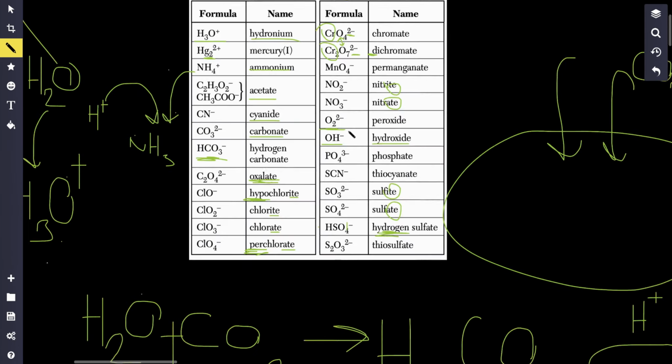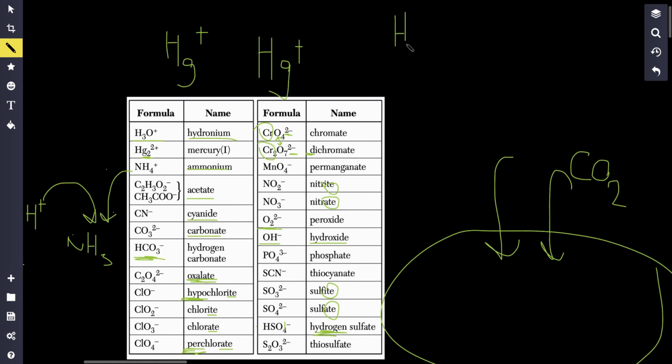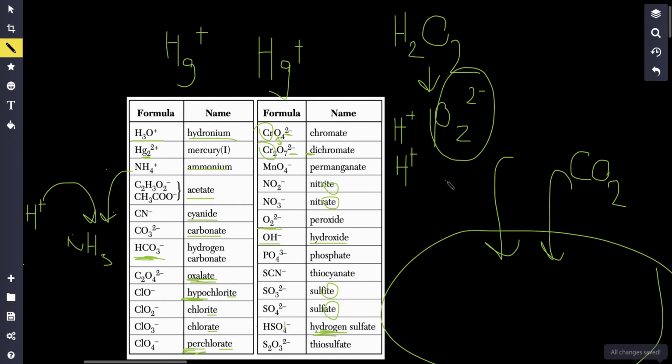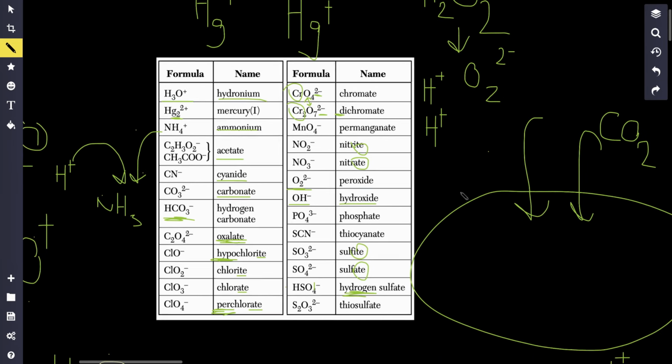Peroxide, hydrogen peroxide, H2O2. In this peroxide, you're going to have this O2 with a 2- charge. And then you have these hydrogens, and each of them has a positive charge. So you can see how the two positive charges balance out this 2- charge. That's how you can remember hydrogen peroxide.